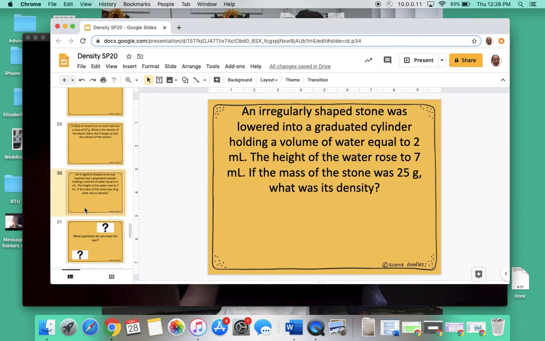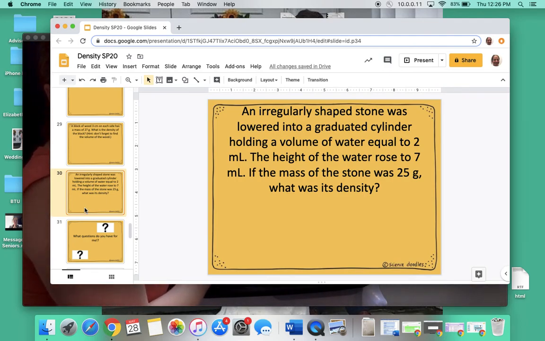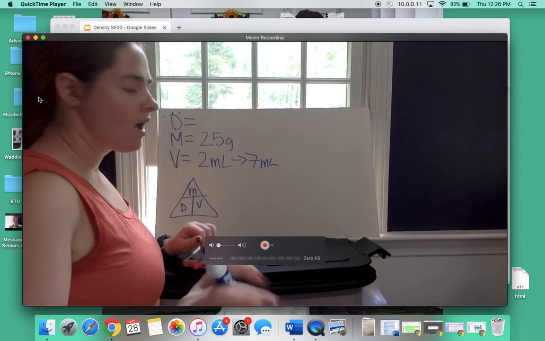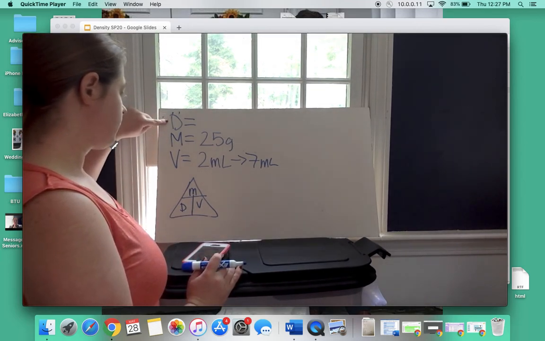Our last problem says, an irregularly shaped stone was lowered into a graduated cylinder holding a volume of water equal to 2 milliliters. The height of the water rose to 7 milliliters. If the mass of the stone was 25 grams, what was its density? So, here we go. I filled in my mass. My mass was 25 grams. My density was my unknown.